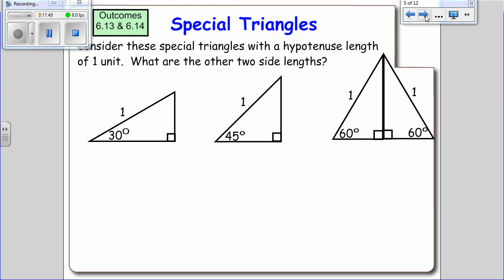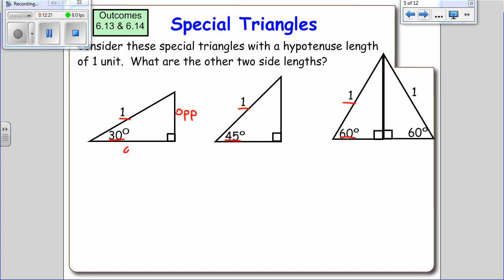Alright, special triangles. Special triangles are triangles that have hypotenuses of 1. So you'll notice we've drawn 3 special triangles, all with hypotenuses of 1. And you'll notice we have 3 different angles. We have 30, 45, and 60 as my 3 other angles. Those are my special triangle angles, and my special triangle hypotenuses are as well. We're going to try to calculate the other 2 sides. In our case, we call it the opposite and the adjacent.